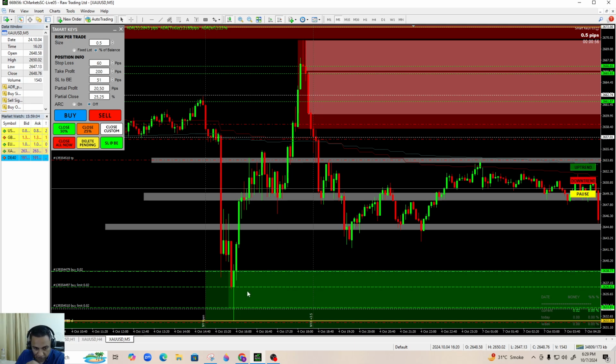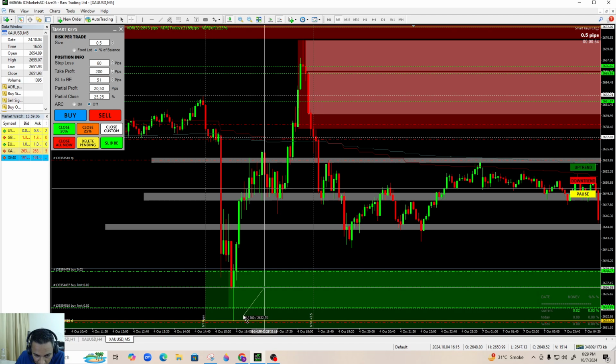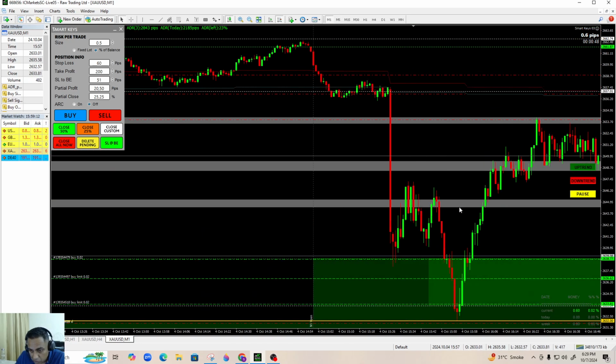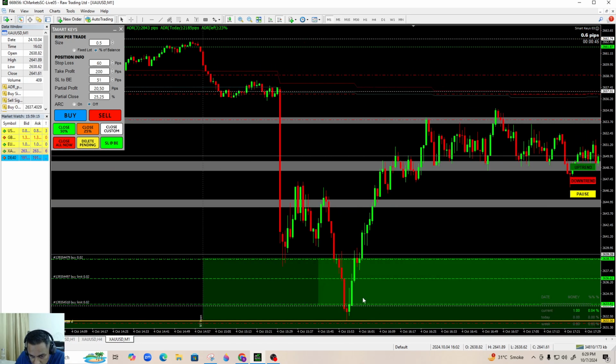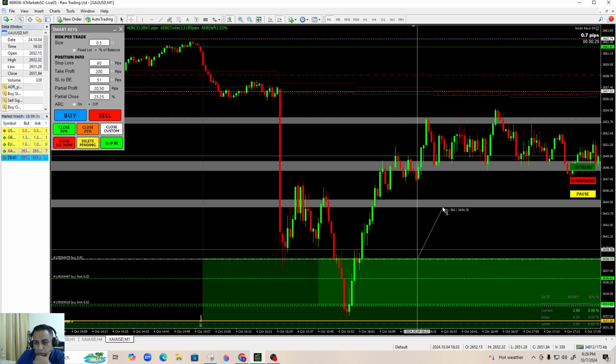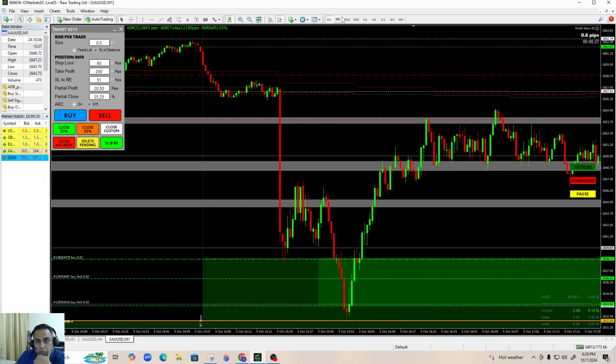Okay, I want price ideally to come to this wick here. That's the wick that I want price to come to. Yeah, it's about 20 pips down now. We might push up. We might push up. 56, yeah.